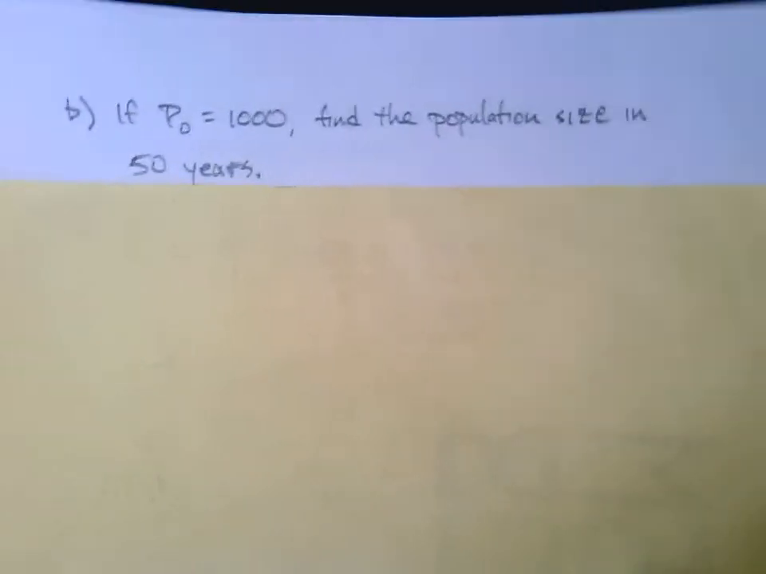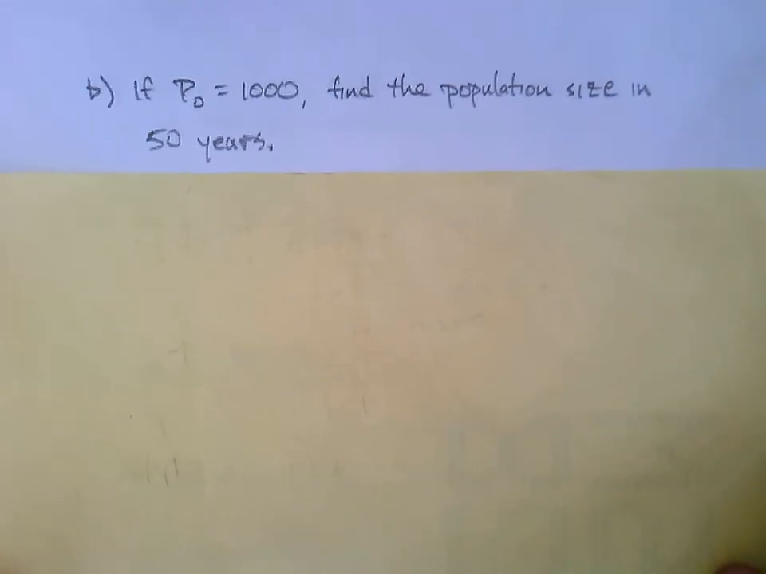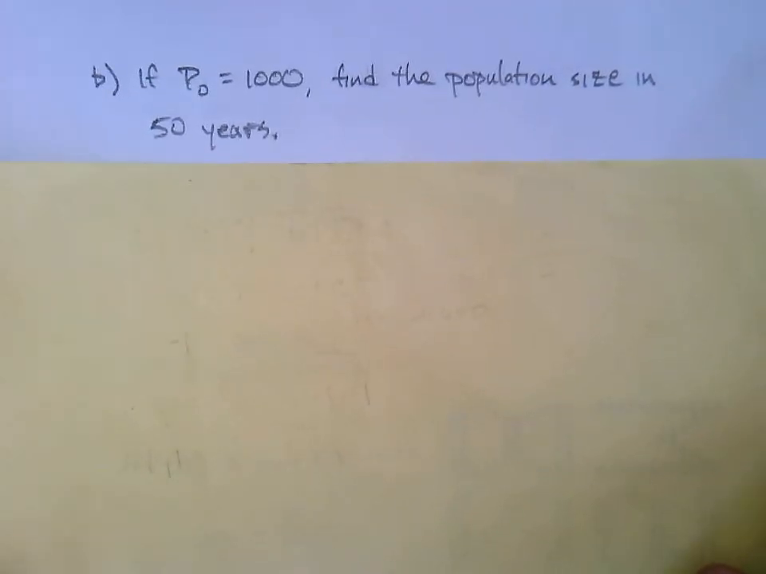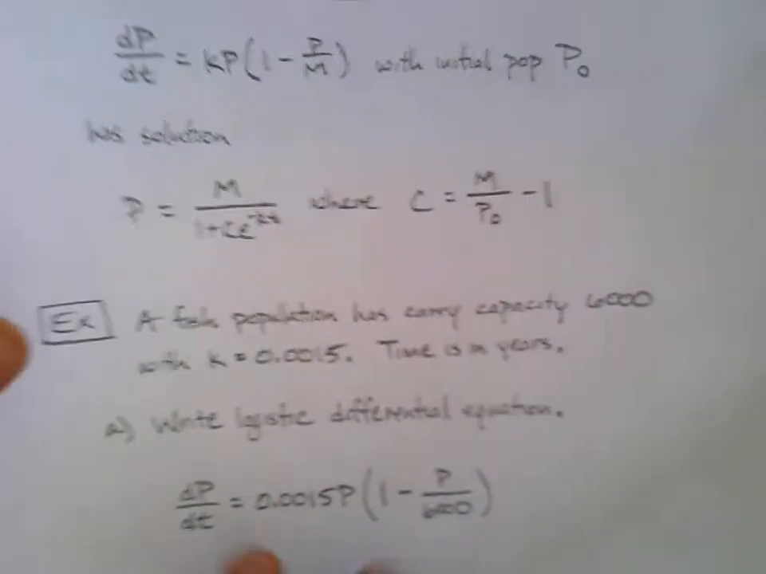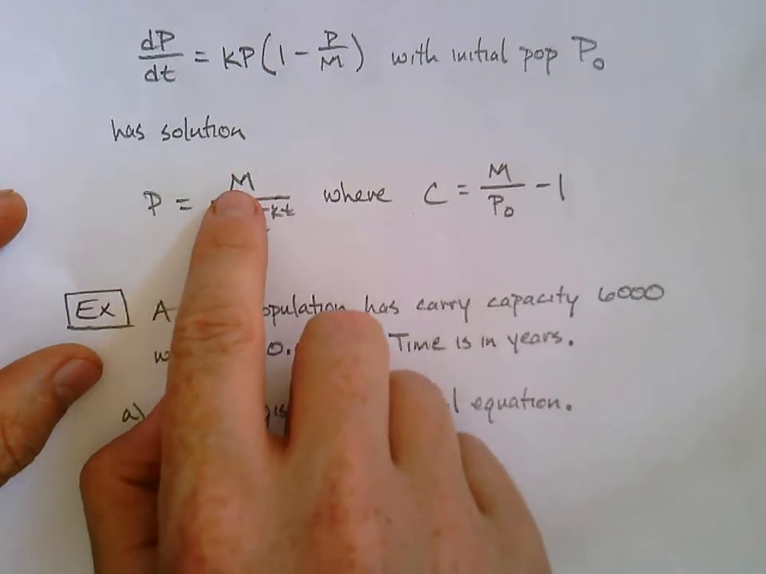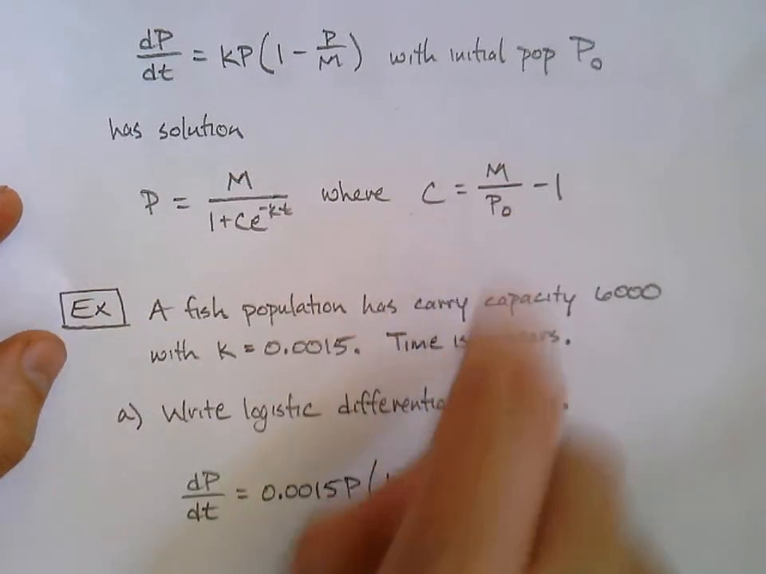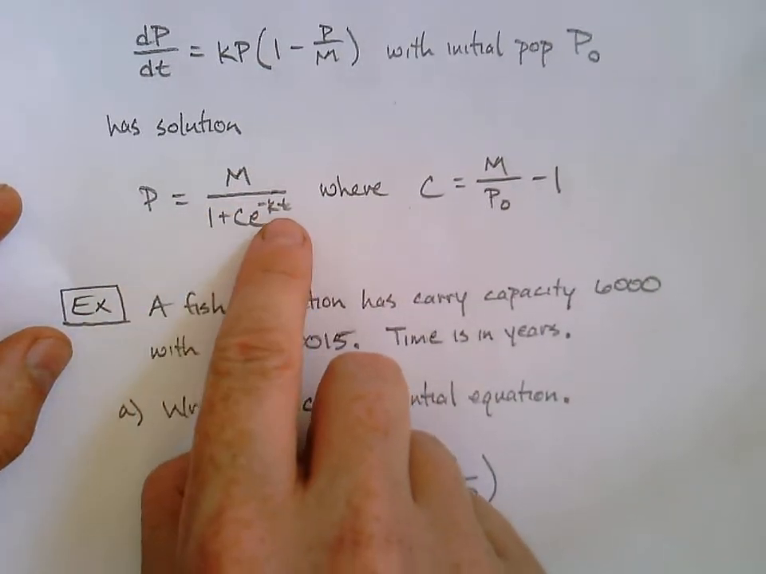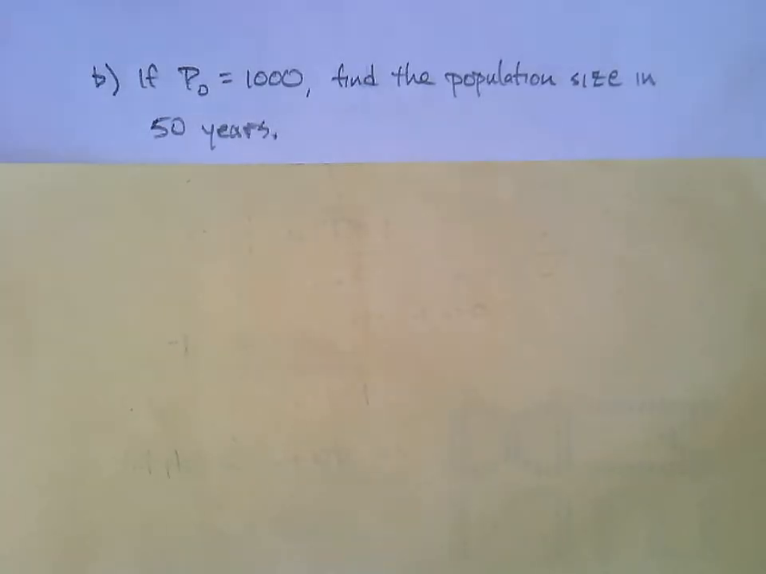Part B, if the initial population P naught equals 1,000, find the population size in 50 years. Okay, well, to find the population size, then what we need is the solution. And for the solution, we know K, we know M, we'll need to know the C as well to plug in, and then we can plug in 50 years and we will have it.